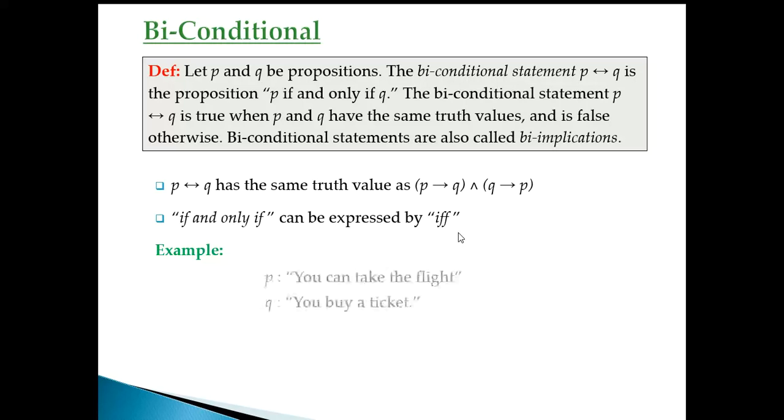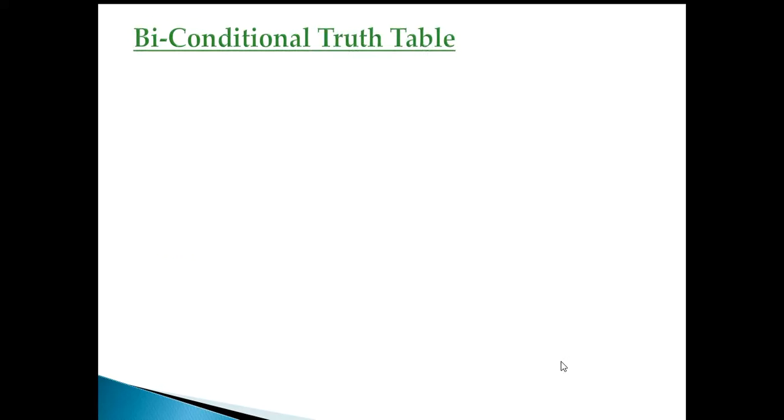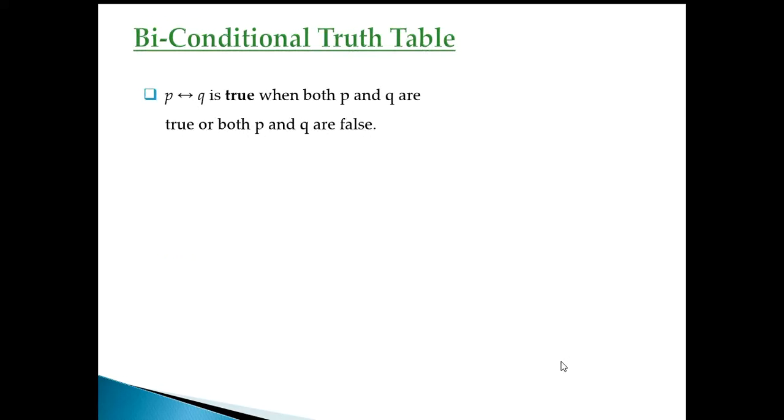So let's take an example for this. If we have two propositions, P is you can take the flight and Q is you buy a ticket, what will be the biconditional statement? P biconditional Q. What is it in an English statement? You can take the flight if and only if you buy a ticket. Clear?